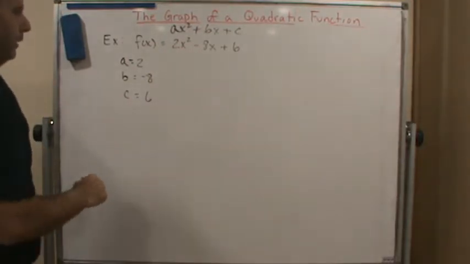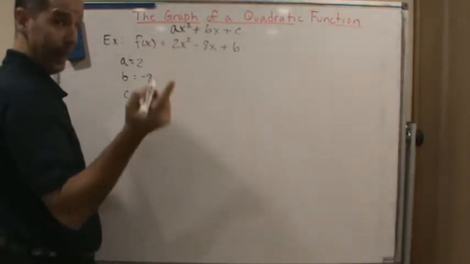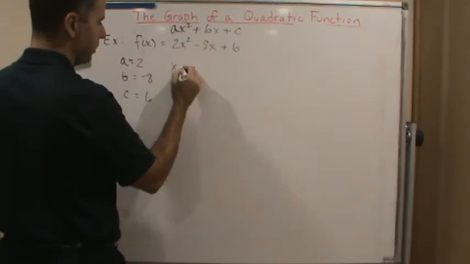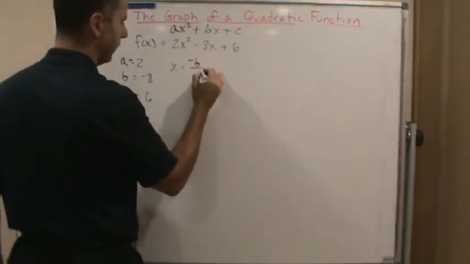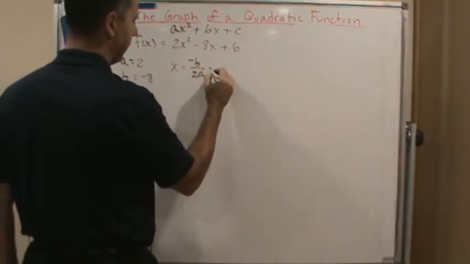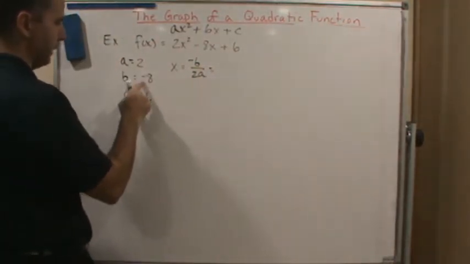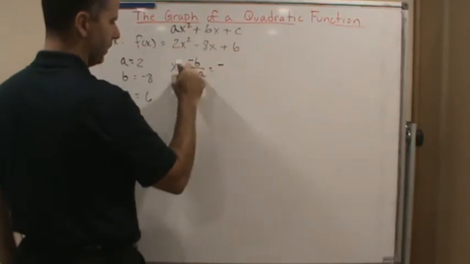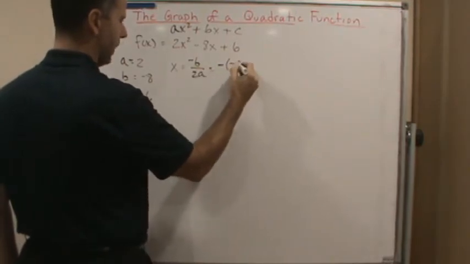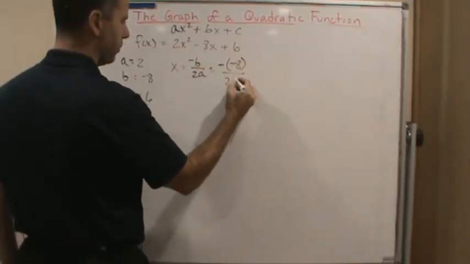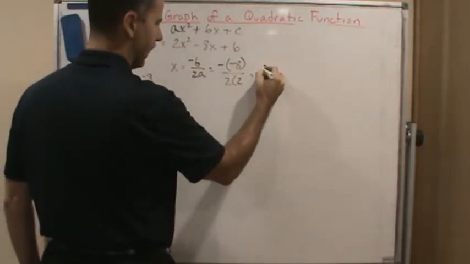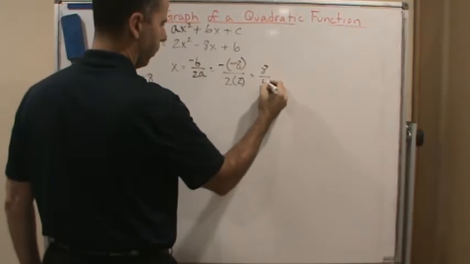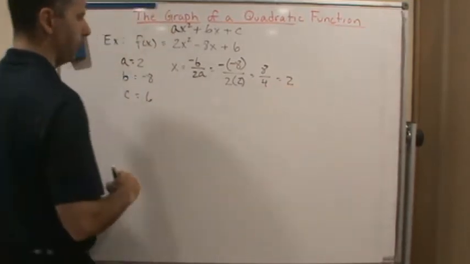Okay, so now, to find the x-coordinate of the vertex, we just use our formula, negative b over 2a. Negative b divided by 2a. Now, negative b is the negative of negative 8, over 2 times a, which is 2, which gives us 8 over 4, which gives us 2.